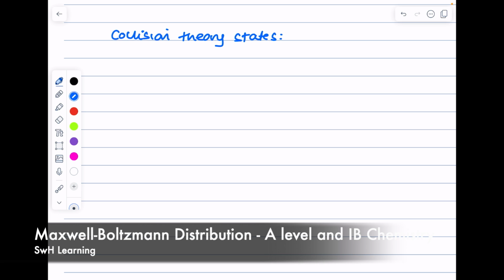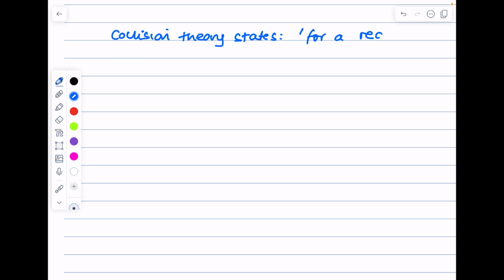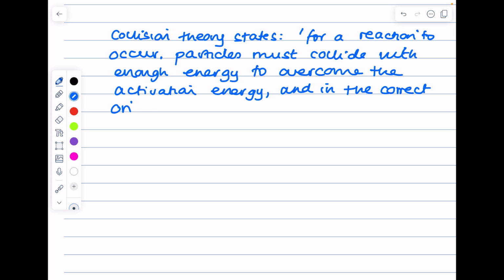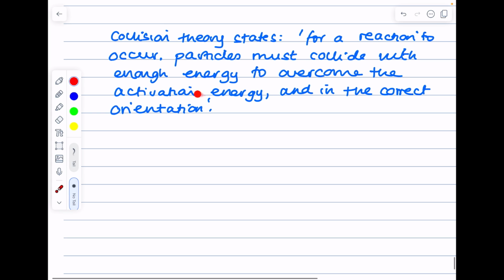Collision theory states that for a reaction to occur, particles must collide with enough energy to overcome the activation energy and in the correct orientation. Remember, the activation energy is the minimum amount of energy required for a reaction to occur.